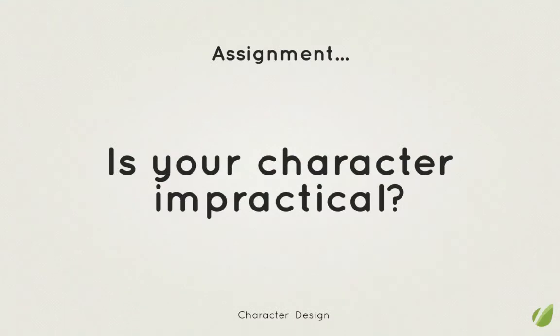Now, as usual, we'll round off with an assignment. Continue to think about our student character, but think now about some of the final poses you'll draw him in. Consider any problems with his current design which will make drawing him in his role difficult. Try then to think of solutions.